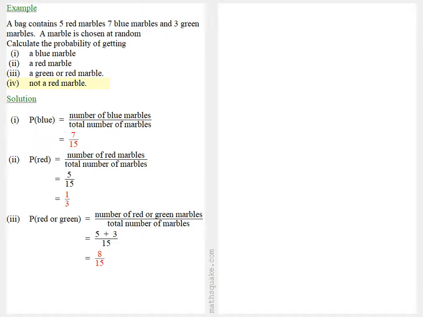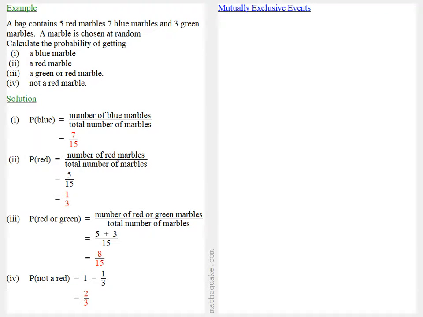In part 4, we're asked what's the probability of not getting a red marble? Well, the probability of not getting a red marble is 1 minus the probability of getting a red marble, which is 1 minus a third, or 2/3.